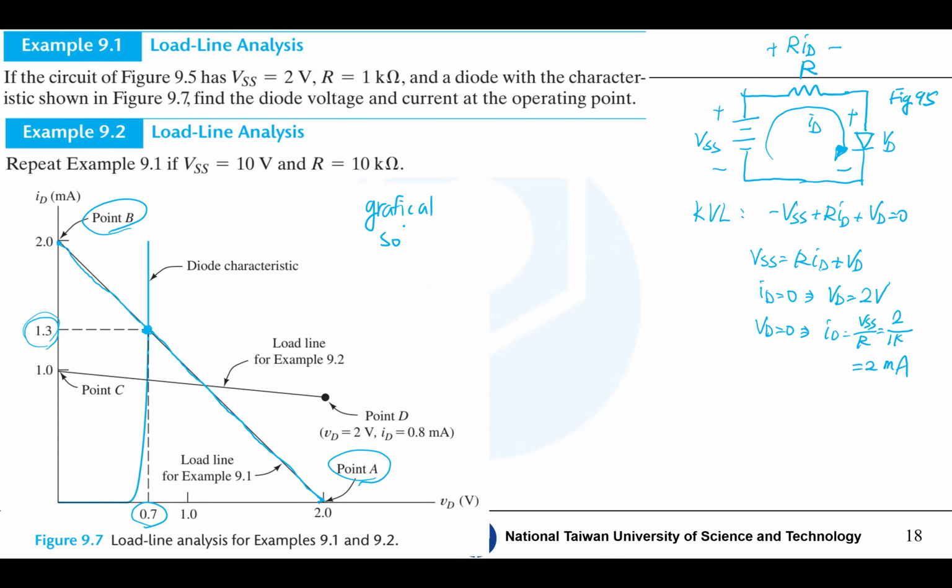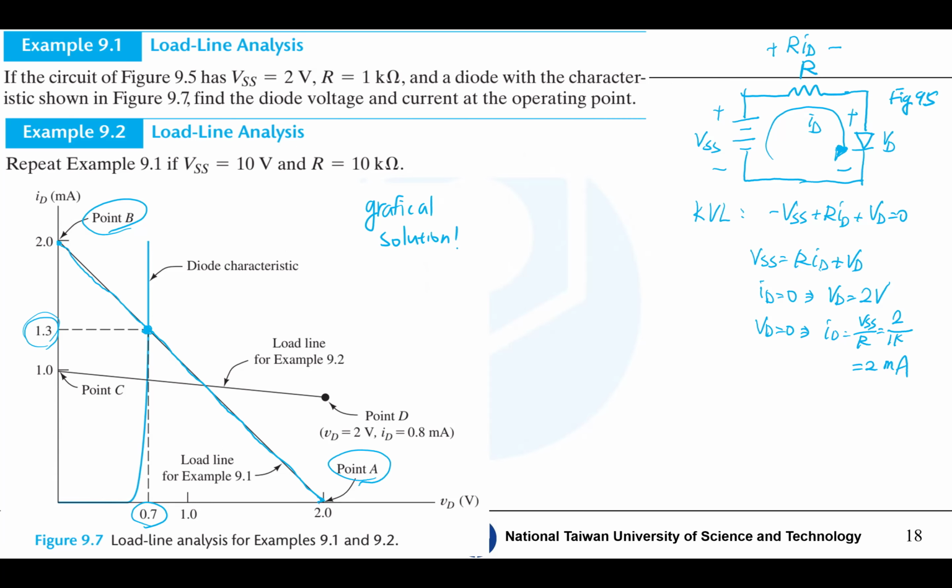Graphical solution. Okay, and then we look at example 2. If VSS equals 10 volts and R equals 10K ohm. Well, basically they are the same procedure, but this example 9.2 is a little bit tricky.